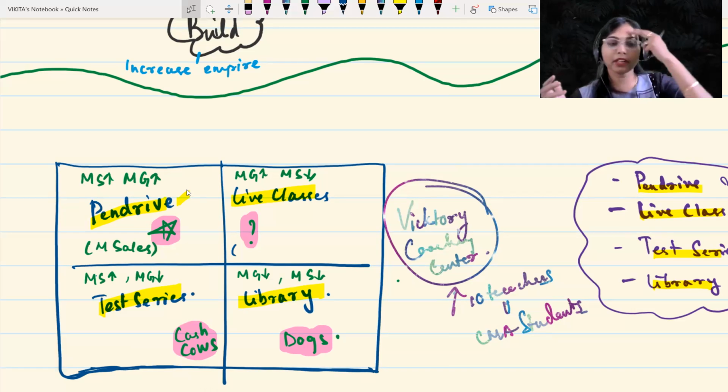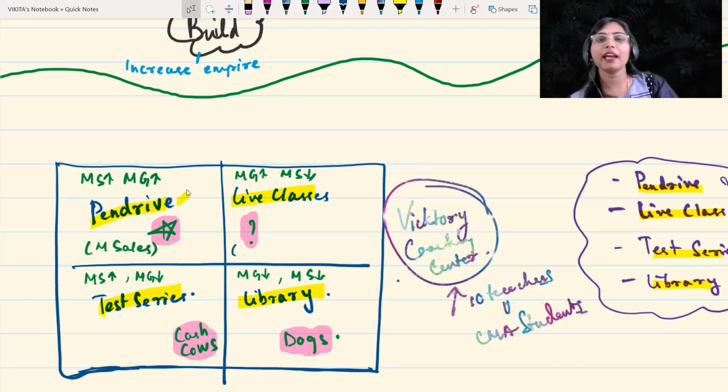Now coming to our test series, people don't believe much, so the growth is less and the share is high. Whoever believes in it is buying it, enjoying the test series, and taking it to know their confidence level, whether they have studied well or not, right? So for the test series, the share is high and growth is low: cash cows.